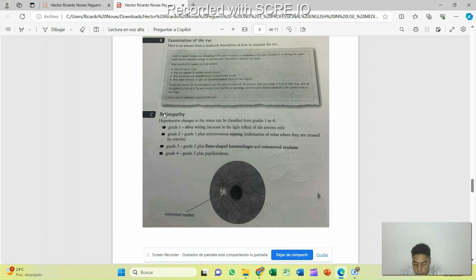Grade 3: grade 2 plus flame-shaped hemorrhages and cotton-wool exudates. Grade 4: grade 3 plus papilloedema and cotton-wool exudates.